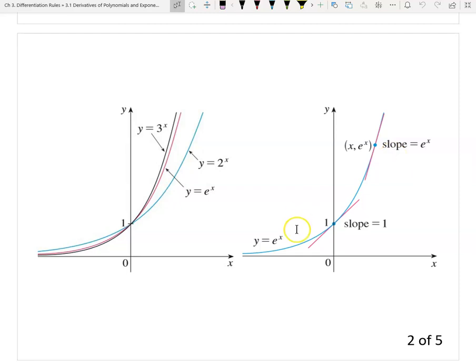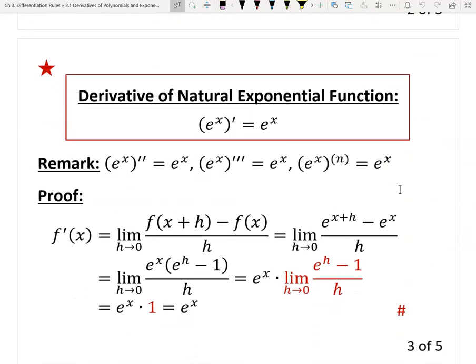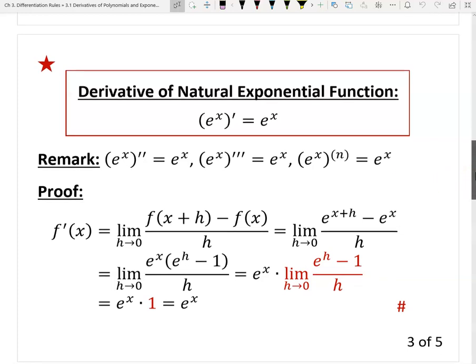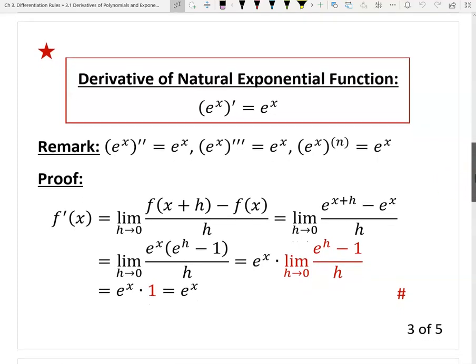Why do we call it natural? Because the derivative at any point equals the y value of itself. So that is the most important property. Let me summarize the property we just discussed here. That means the derivative equals itself.